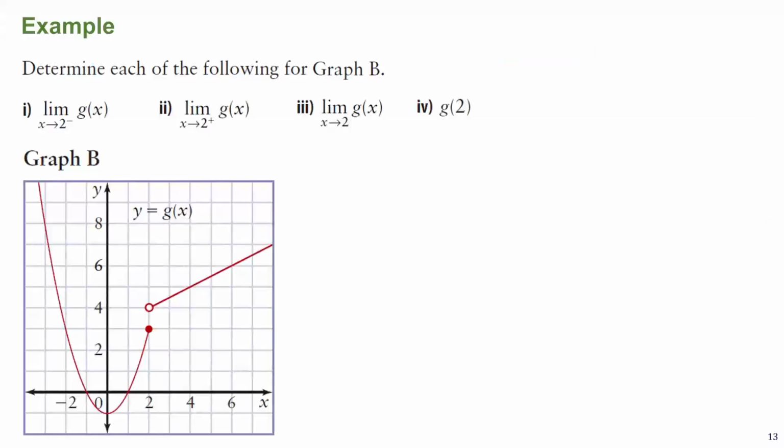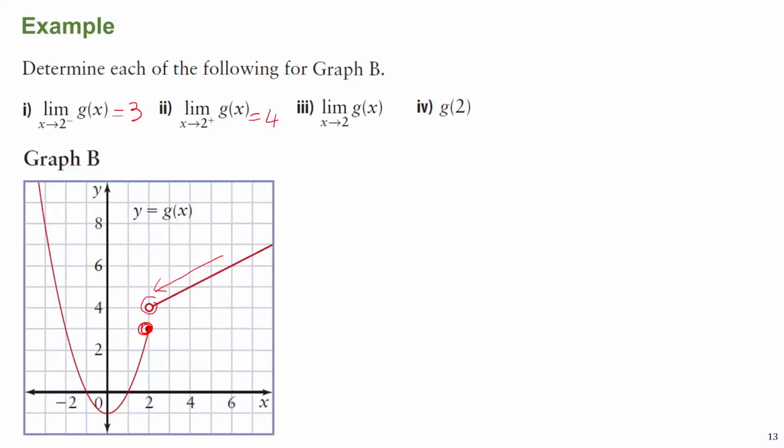This is a piecewise defined function, right? Can you determine each of the following for graph B? First of all, what is the limit of g(x) when x approaches 2 from the negative side? So when x approaches 2 from the negative side, this function will approach this point here, right? So that equals 3. What is the limit of g(x) as x approaches 2 from the positive side? That means from this side, right? So the function will approach this point, which is 4.